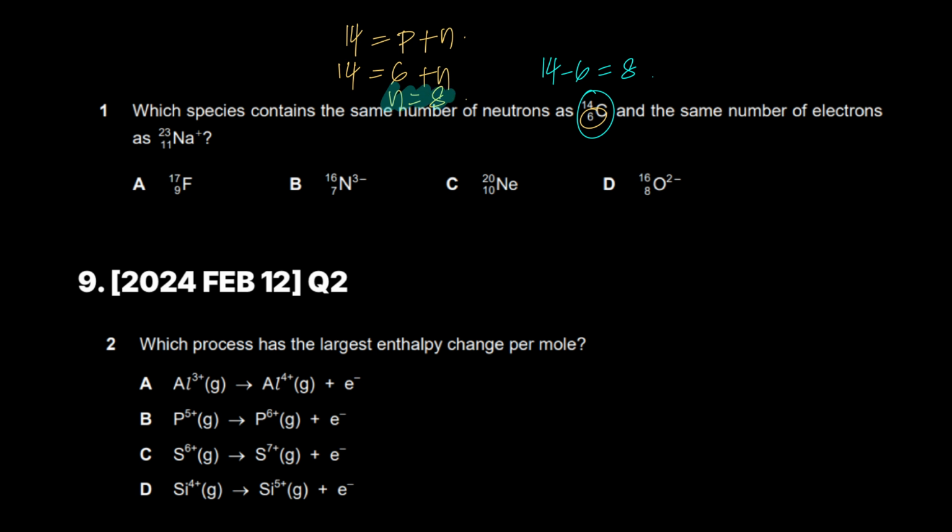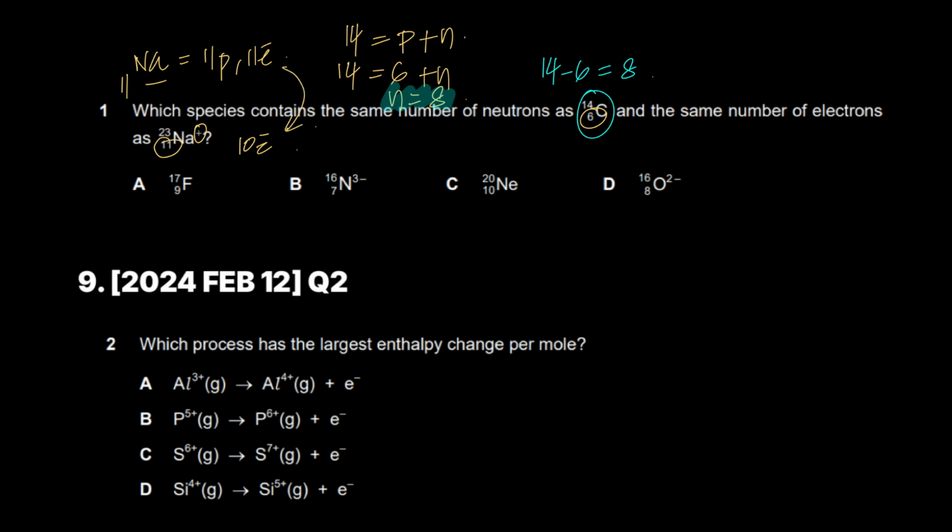Okay, and then the same number of electrons as this. How many electrons does it have? For sodium, it must have 11 protons and 11 electrons. But if it's a 1 plus ion, now it should have 11 minus 1, so 10 electrons, right? Because for an atom, the number of protons and electrons are equal. But if it's a 1 plus ion, it means it has one fewer electron compared to protons. So now it has 10 electrons.